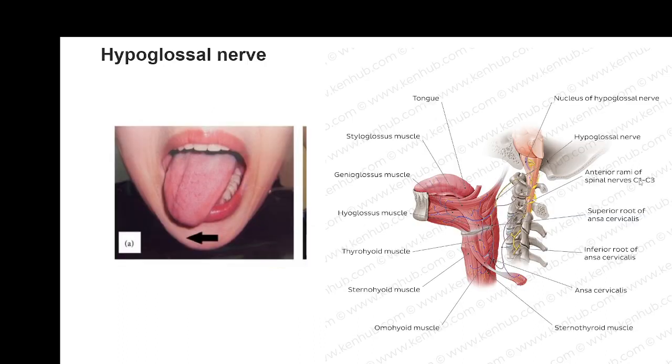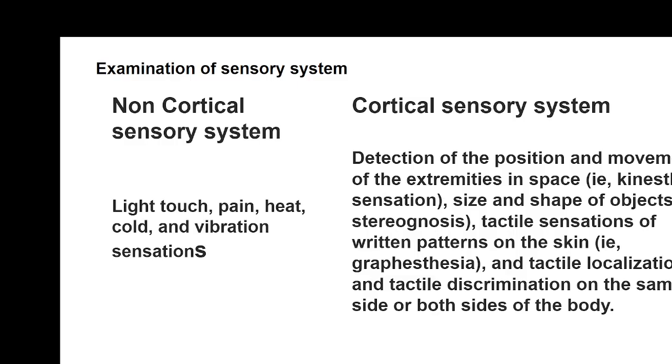Then the hypoglossal nerve primarily is about the movement of the tongue, and when you ask the patient to stretch or extend the tongue, instead of coming straight, it may be deviated to the side of the lesion, and that's confirmatory of hypoglossal nerve involvement. Now, this is in brief about the examination of the cranial nerves.